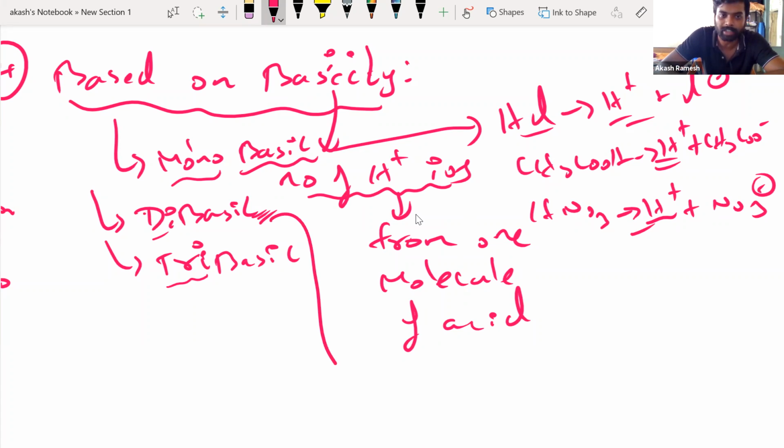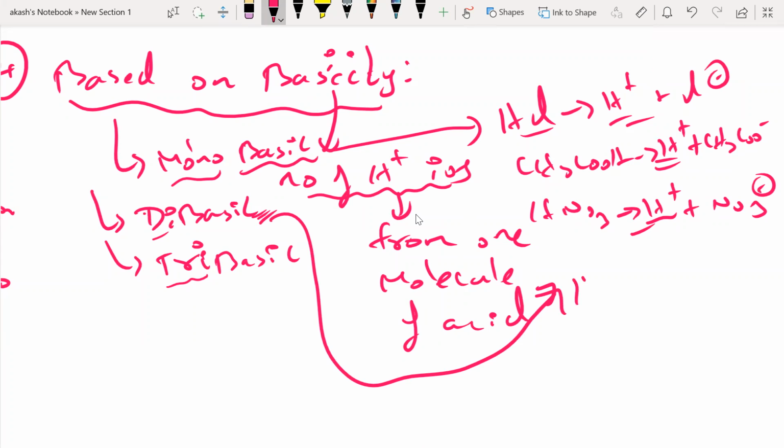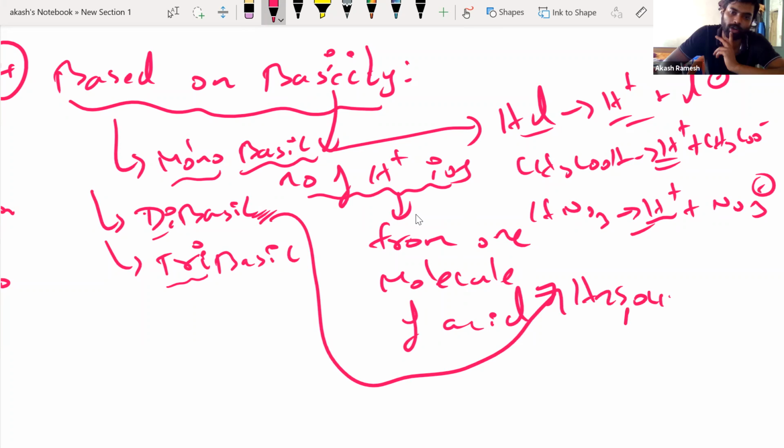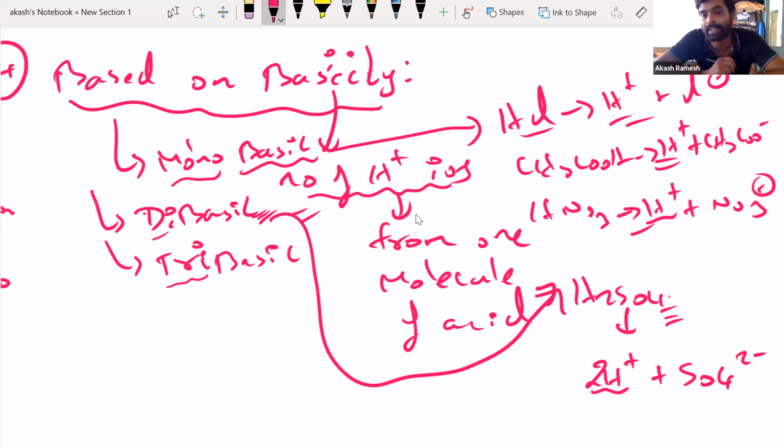Now can you tell me an example for a dibasic acid? H2SO4, absolutely. Now what will it give? It will give 2H plus and SO4 2 minus. Very simple. It is giving me 2 H plus per molecule of H2SO4, so obviously H2SO4 is going to be a dibasic acid.